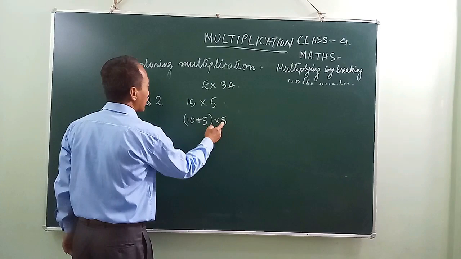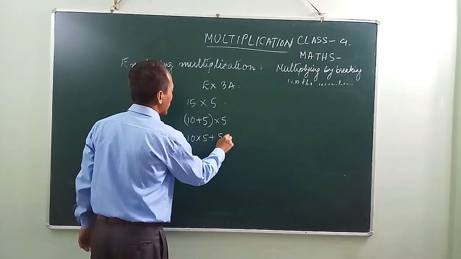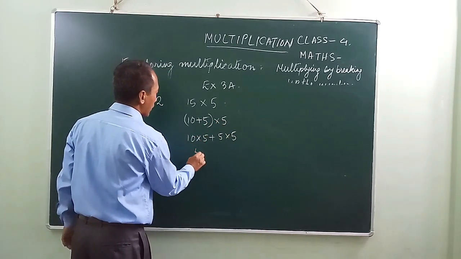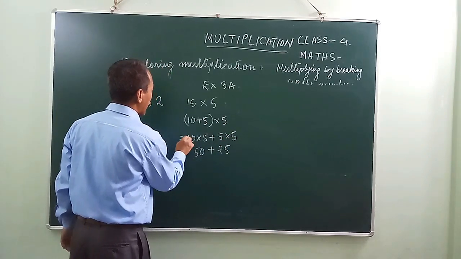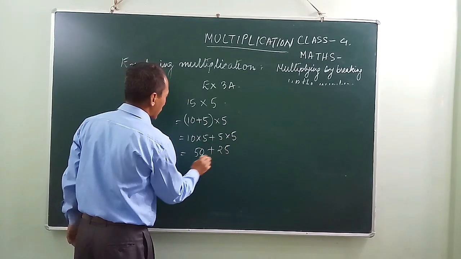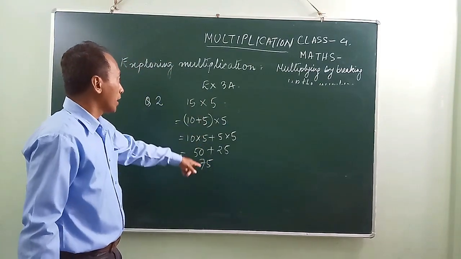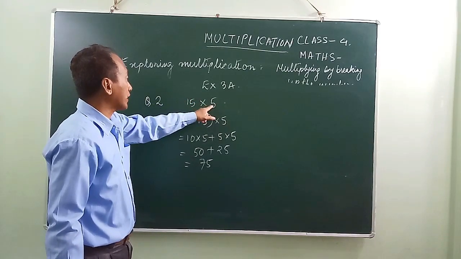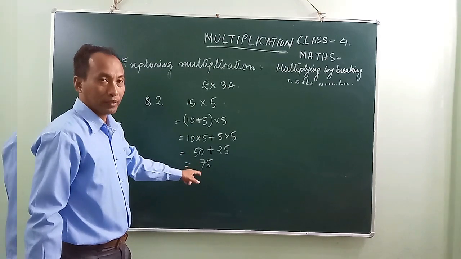So here comes 10 into 5 plus 5 into 5. 10 5s are 50 plus 5 5s are 25. So that comes how much? 50 plus 25 is 75. So you can get the product by breaking up the numbers of the factors, or splitting up the factors.